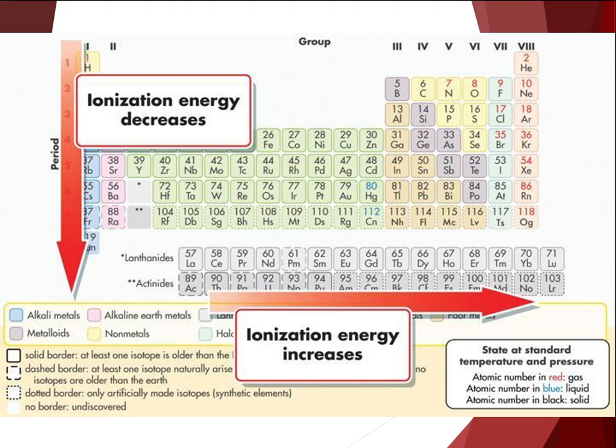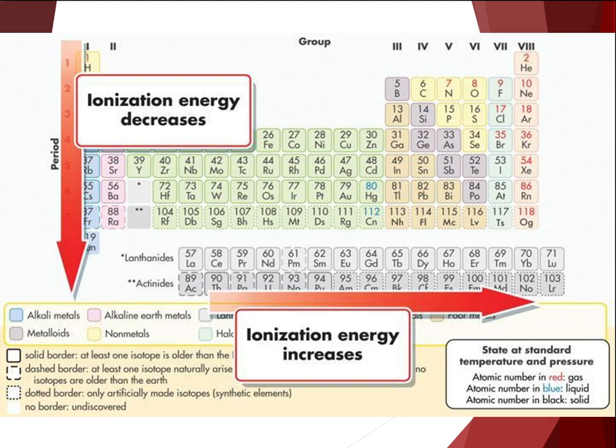As we can see on this ionization energy chart, ionization energy decreases as you go down within a group and increases as you go from left to right across a period. Ionization energy behaves opposite to metallic character.